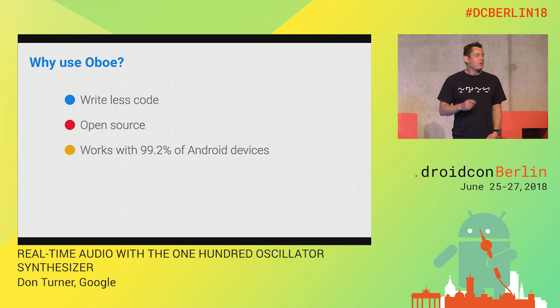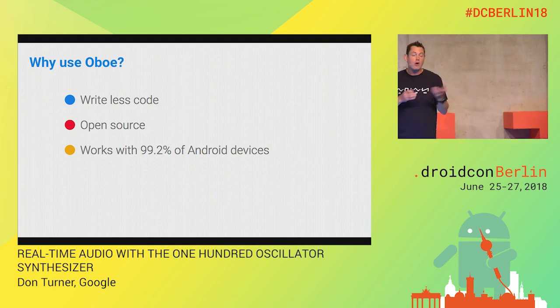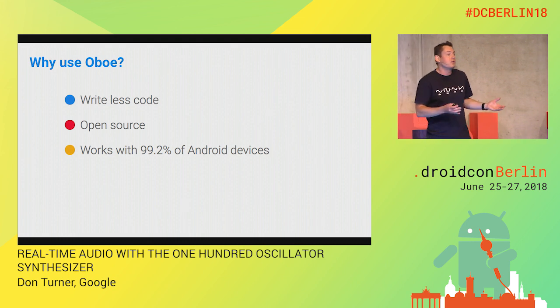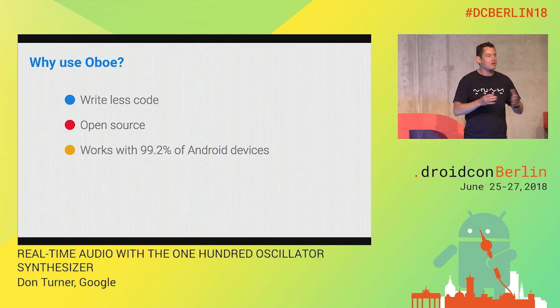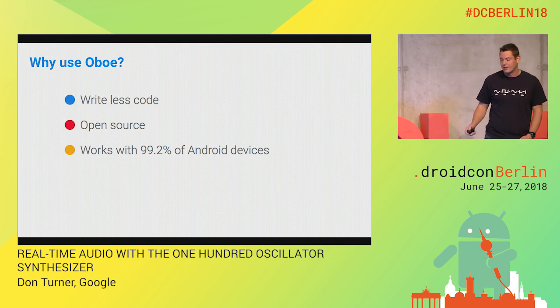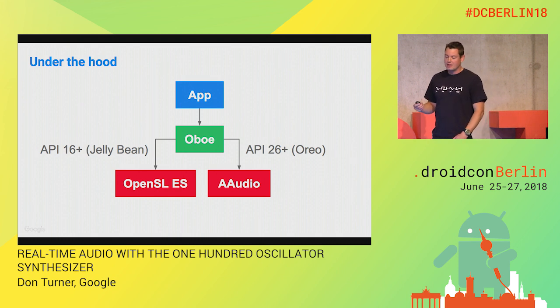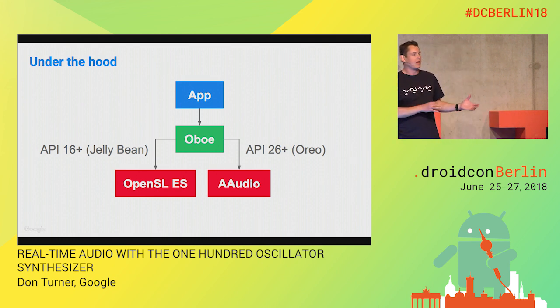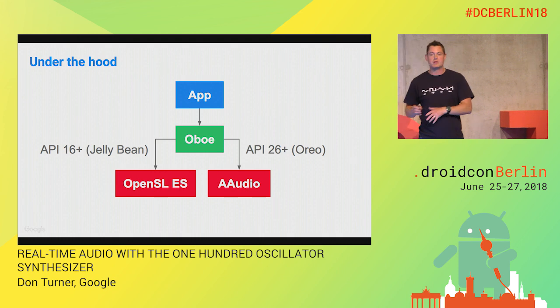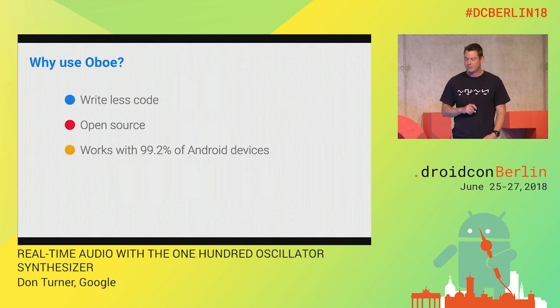It works down to API 16. So the number one problem that I hear from developers is, hey, you've got a new audio API, but I can't use it because I need to target all of these other devices. So Oboe works with nearly 100% of Android devices. And the way that it does this is it still uses OpenSL ES under the hood, but on newer devices, it uses the new AAudio high-performance audio API, which came out with Oreo.